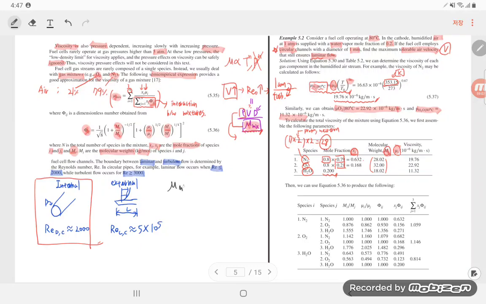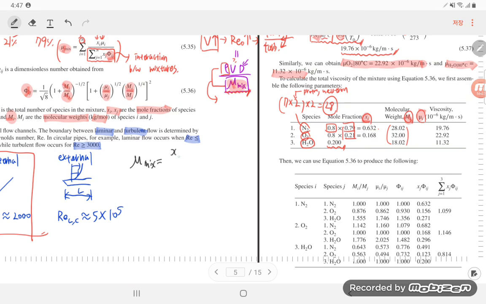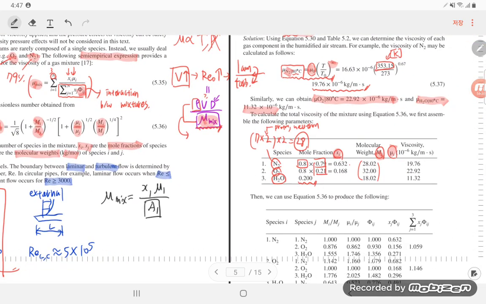Okay, to obtain the mu mix, X1 mu 1 over... If you insert the i as 1, then there is A1. Okay, this is A1, because this is somehow complicated, so we denote this one as A. Plus X2 mu 2 over A2, plus X3 mu 3 over A3.